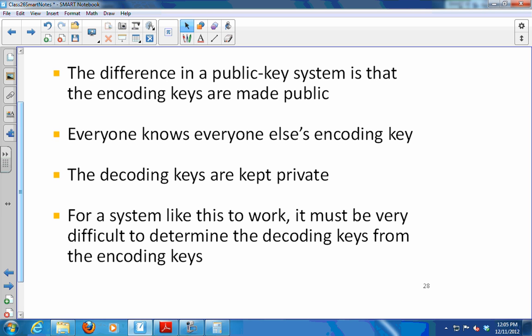So for a system like this to work, it has to be really difficult to figure out the decoding keys from the encoding keys. So we did an example that was a little bit difficult, but you all did it. Okay? With a public key system, it has to be really difficult.